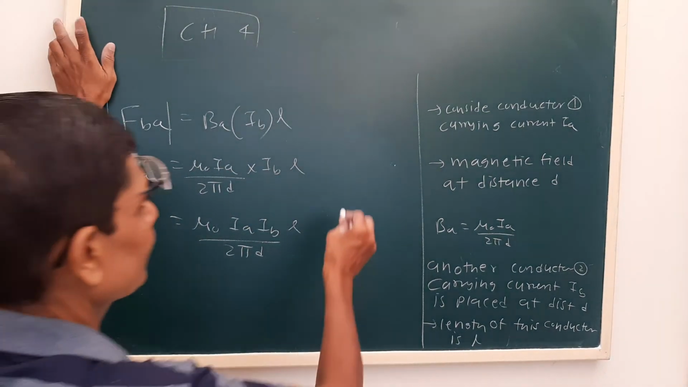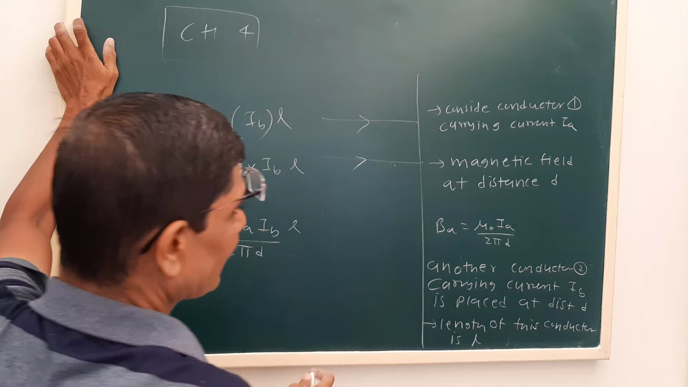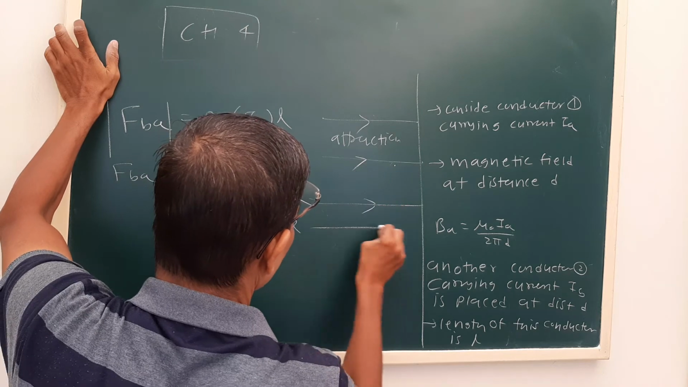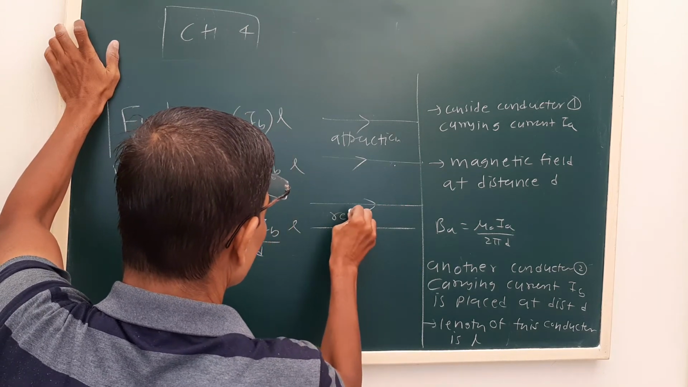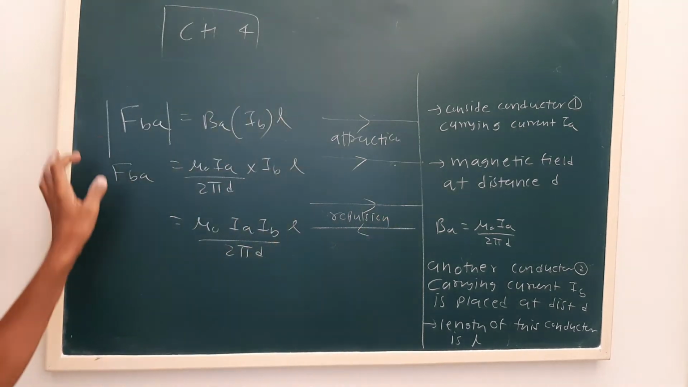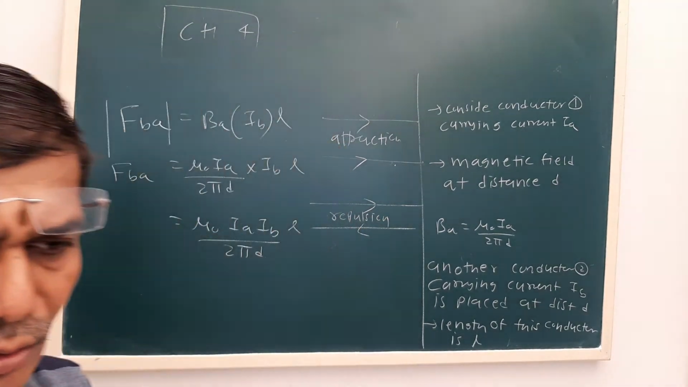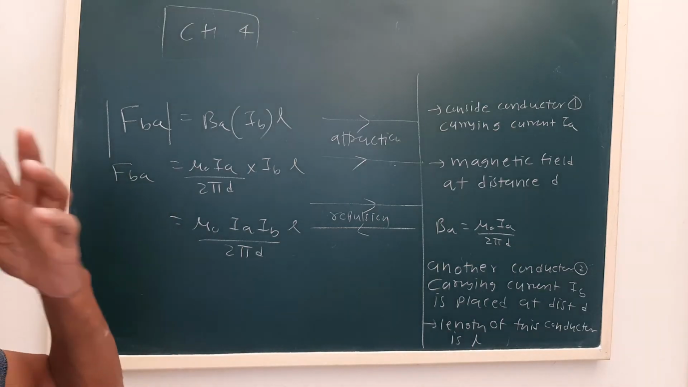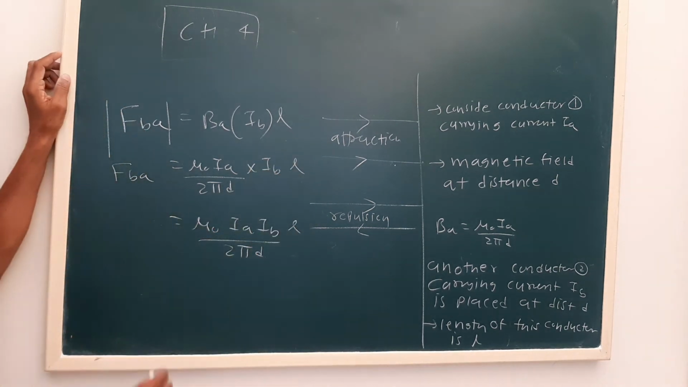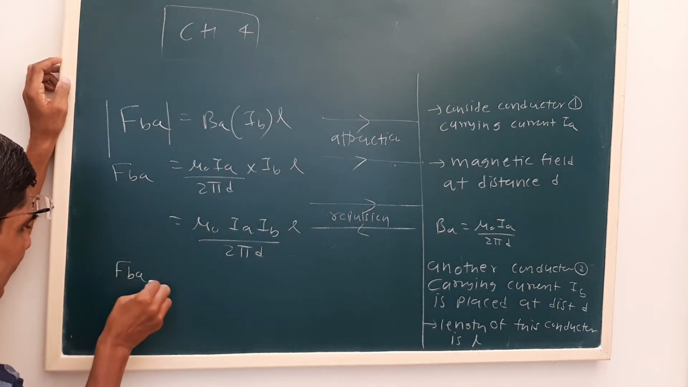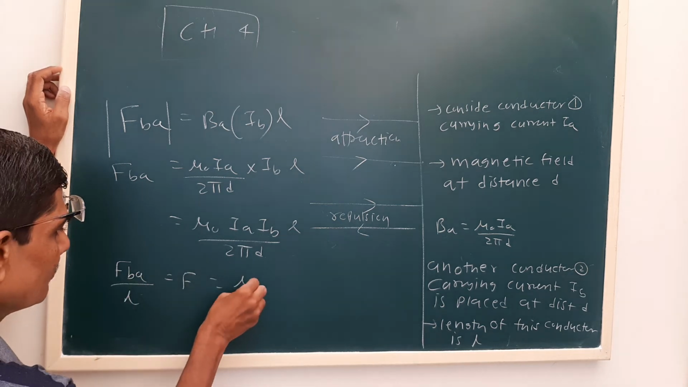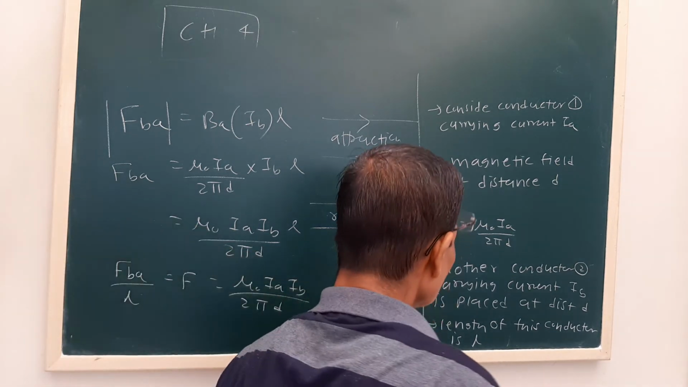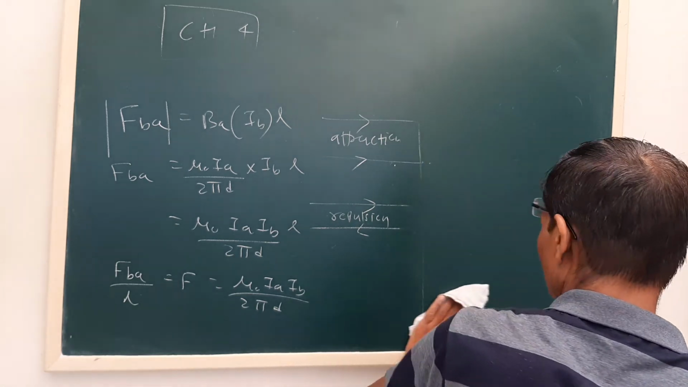We can prove mathematically that if the current is in the same direction, there is a force of attraction, and if the current is in the opposite direction, there will be a force of repulsion. This also we can prove mathematically, but right now it is not in the scope of the textbook, so we are not discussing it. Now the force per unit length, F upon L, is mu 0 IA IB upon 2 pi D. Now mu 0 is 4 pi into 10 to the minus 7.